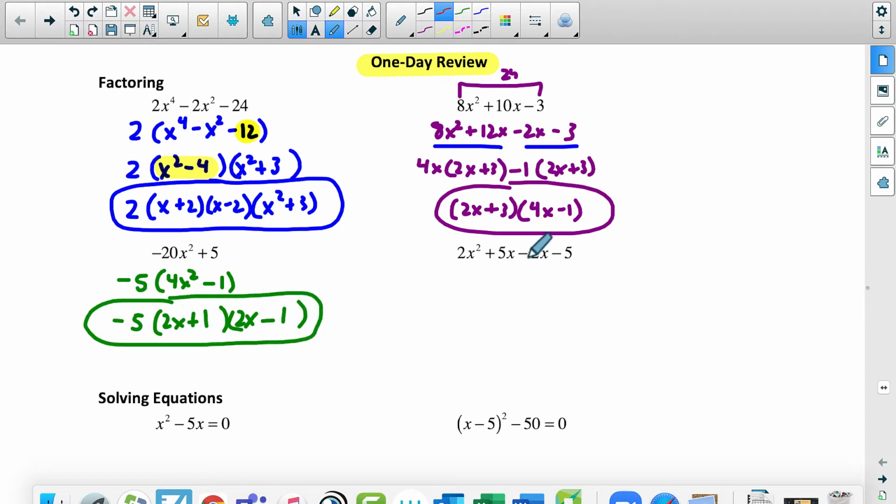Okay, what if we start with 4 terms? What do you do here? Well, this is just like when we had the 4 terms here and I underlined the first 2 and the second 2. We're doing exactly the same thing. We're just going to pair them up and hope we get the same thing in the brackets. And I'm pretty sure it'll work here.